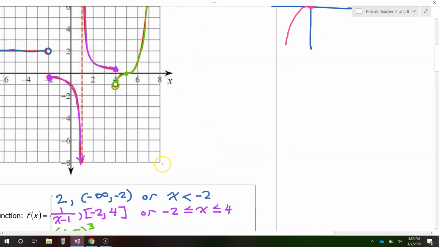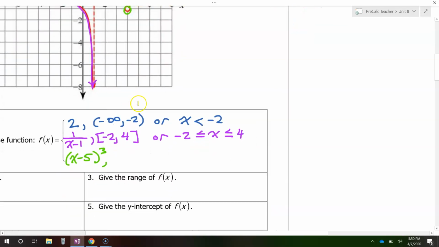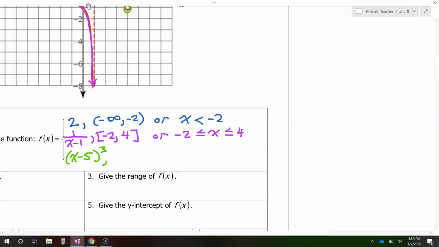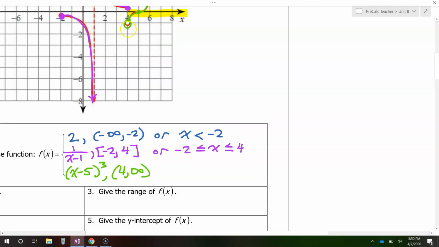Time for the domain. This part of the graph exists on these x values from 4 to positive infinity. That's where this function lives. Notice that we have an open circle, so I'm going to have to use parentheses when I write the beginning of my domain. So I'm going to put parentheses 4 to infinity. The 4 is not included because it's an open circle. Or if you like inequalities, you can say x is greater than 4.